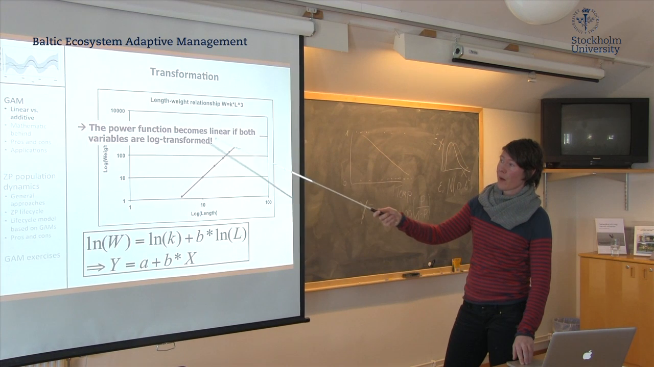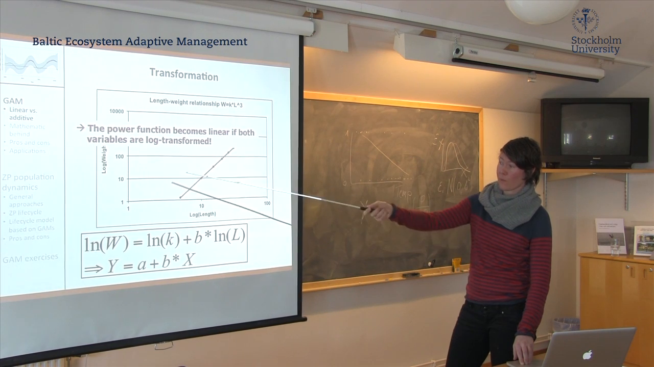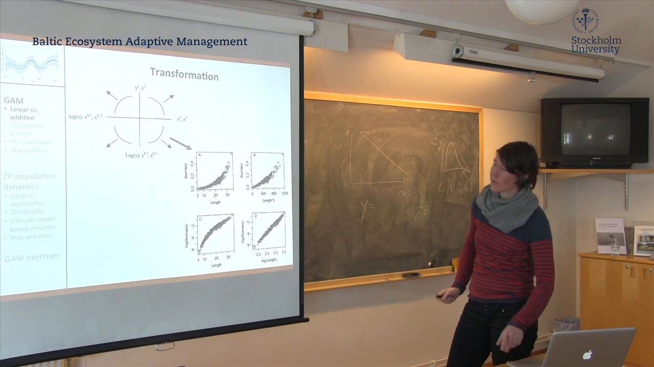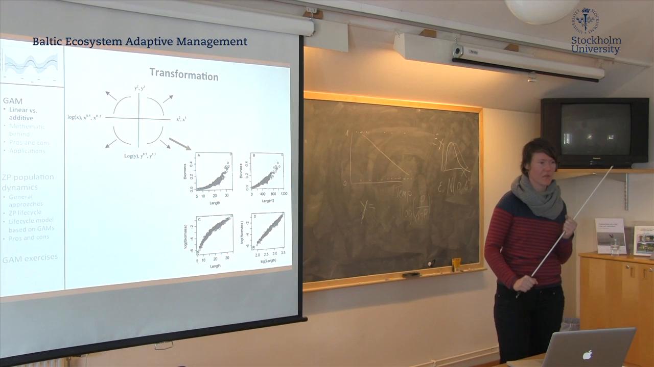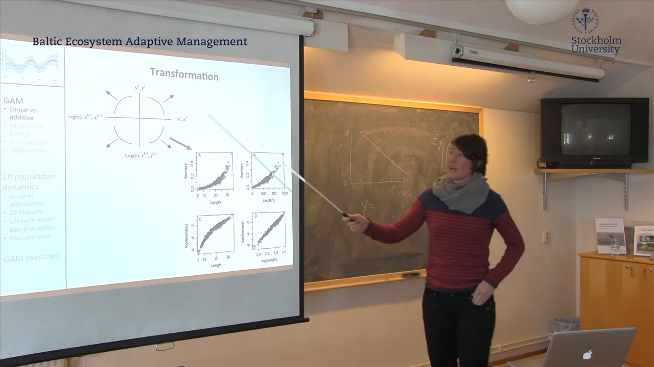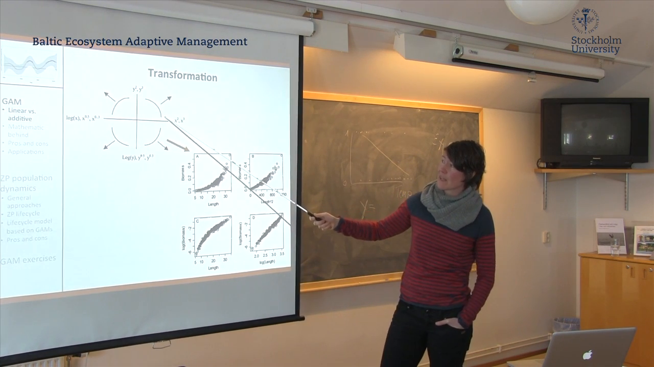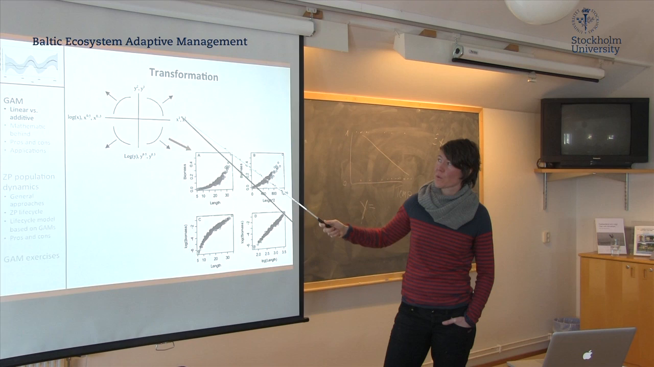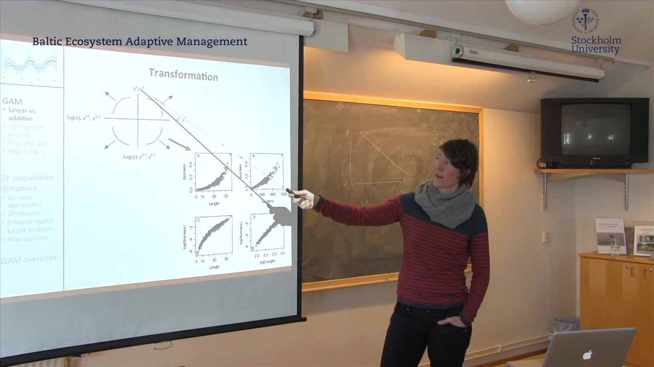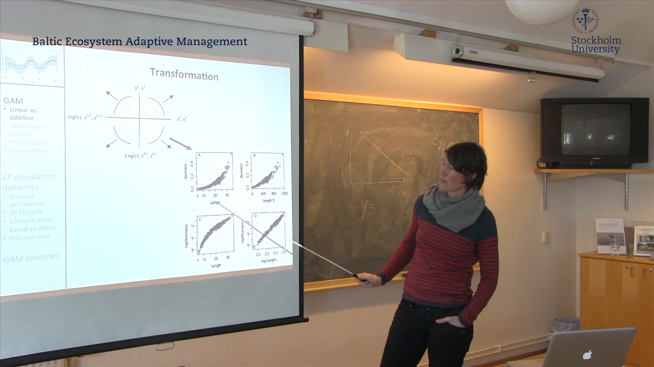So often a power function becomes linear if you log transform both variables. There's a general rule, and I think this is quite a nice plot, for how you can transform and what it does. For example, if you have this kind of curve, you can either transform your x variable by the power of 2 or 3, or you do this with y by the power of 2 or 3. This is an example, length and biomass.